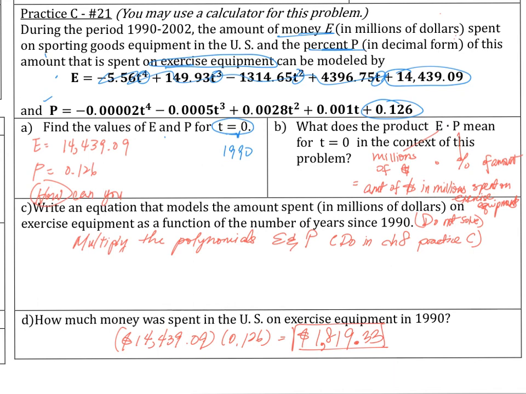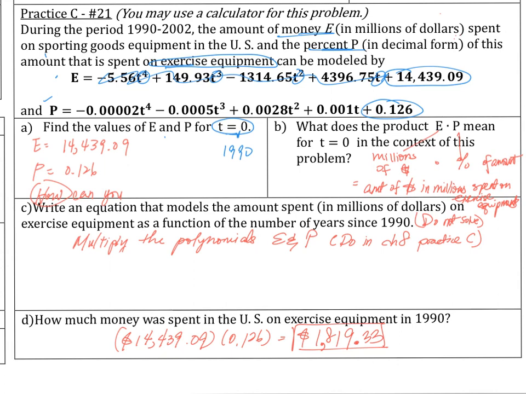And in part C, originally I was going to have you calculate, but because the numbers here are so ridiculous, I'm not going to make you calculate. Okay, so I would like you to describe how can you write an equation that models the amount of money spent in millions of dollars on exercise equipment as a function of the number of years since 1990. Well, you simply multiply the polynomial E and P. Okay, so you can practice this in chapter 8, practice C. So this will be a long process.